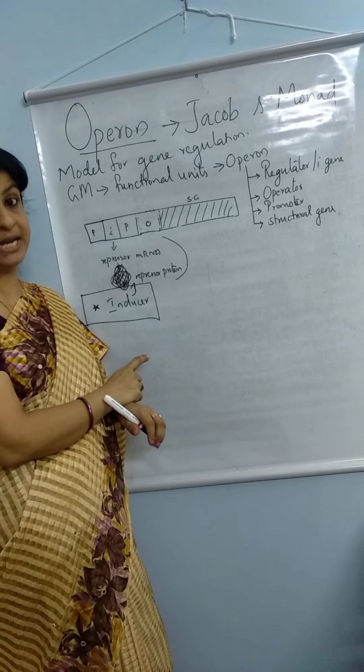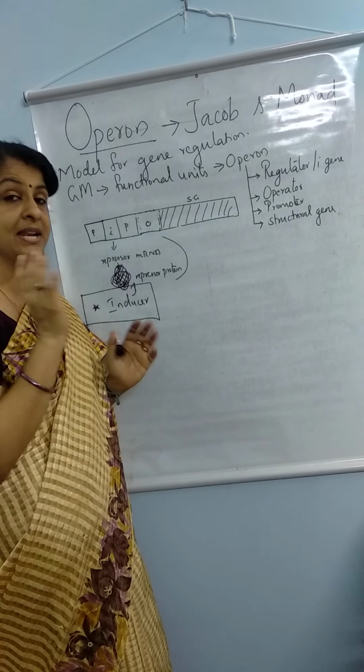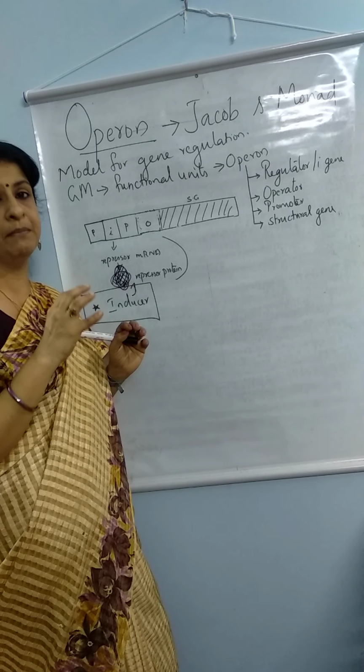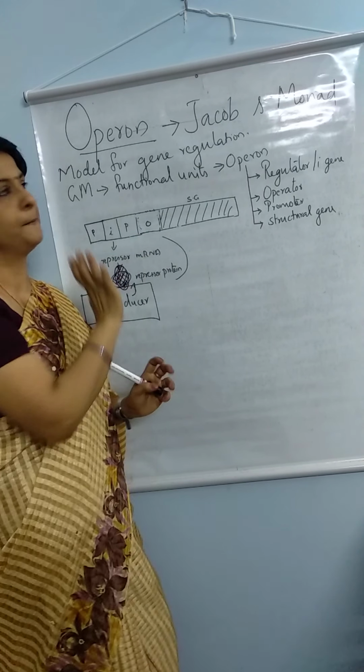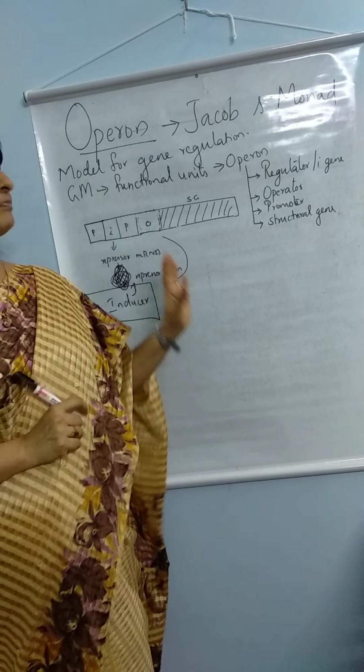So this is about inducer. So inducer is not a gene, but it's a chemical substance present in the media which will prevent the repressor from binding to the operator. So that's all. Simple thing.